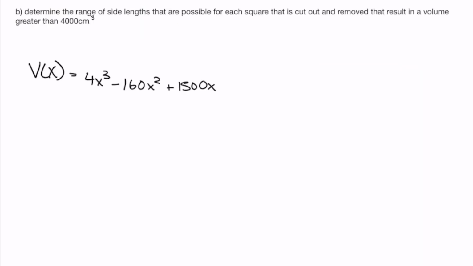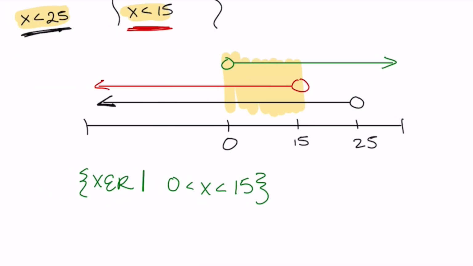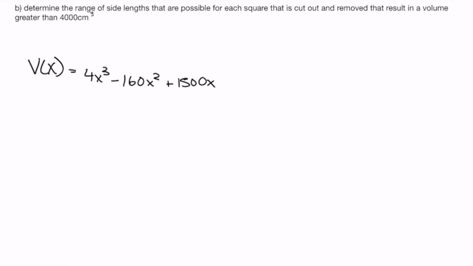So now we're on part B of this problem. Determine the range of side lengths that are possible for each square that is cut out and removed that result in a volume greater than 4,000 centimeters cubed. So here we just have V(x), the volume in terms of x, of the box that we discovered earlier in part A. So that is 4x cubed minus 160x squared plus 1500x. And we know that the domain for this is that x needs to be between 0 and 15 at all times in order for this to work in the real world.